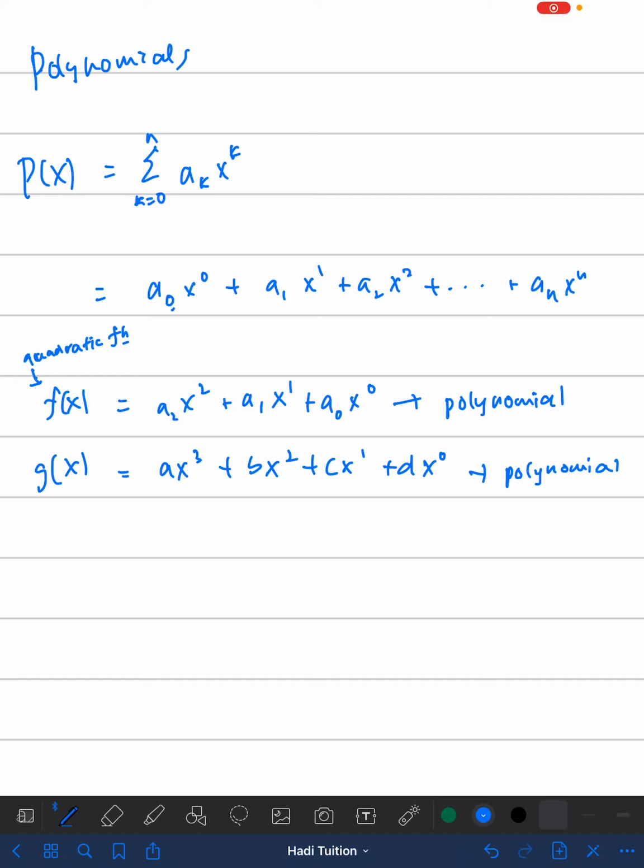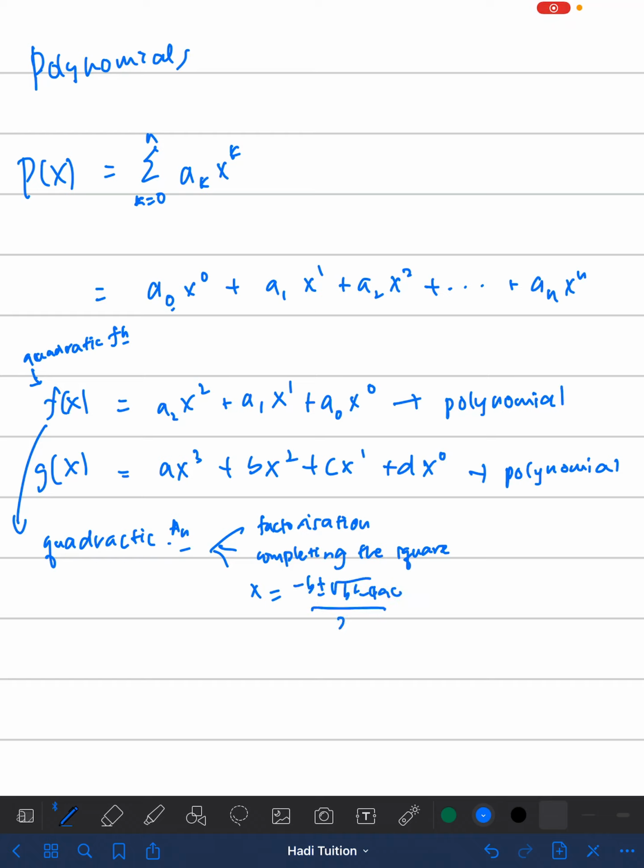And there are many ways to actually solve for a polynomial. Just take for example the quadratic function. You have three ways, which we've covered before: by factorization, or completing the square, or by the quadratic formula, which is x equals minus b plus or minus the square root of b squared minus 4ac, over 2a. These are three ways to solve for it.